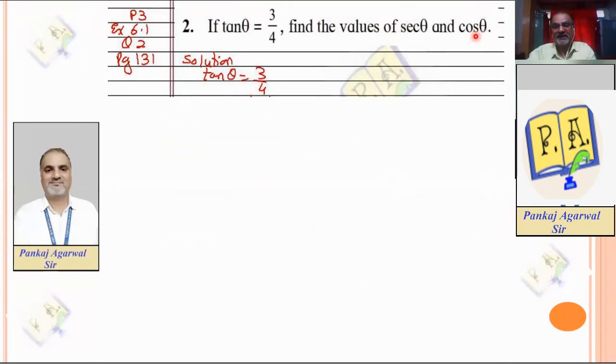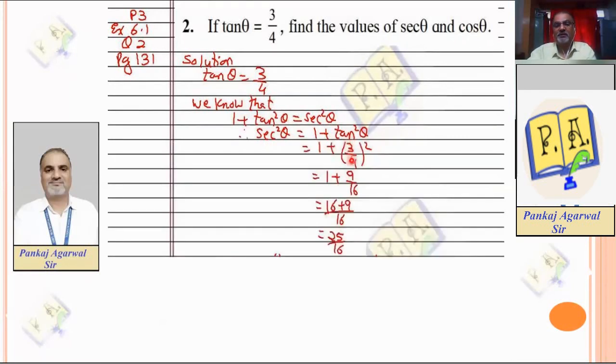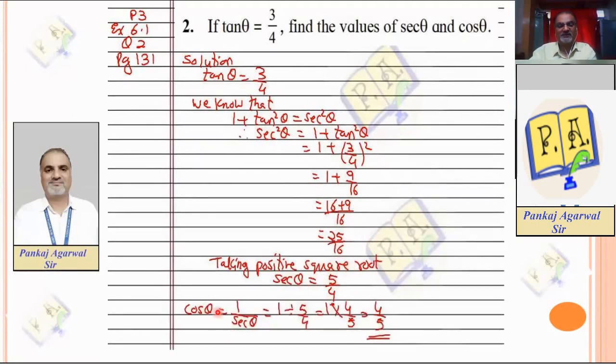Now, two methods are there, 9th standard and 10th standard. I'll use the 10th standard. We know that 1 plus tan square theta is equal to sec square theta. So what is sec square theta? 1 plus tan square theta. What is the value of tan theta? 3 upon 4. Take the square, cross multiply. After calculation, sec square theta is 25 upon 16. Take the positive square root, I got the answer 5 upon 4. What is cos theta? Reciprocal of sec theta. So 1 divided by 5 upon 4, 1 into 4 upon 5, we got the answer 4 upon 5.